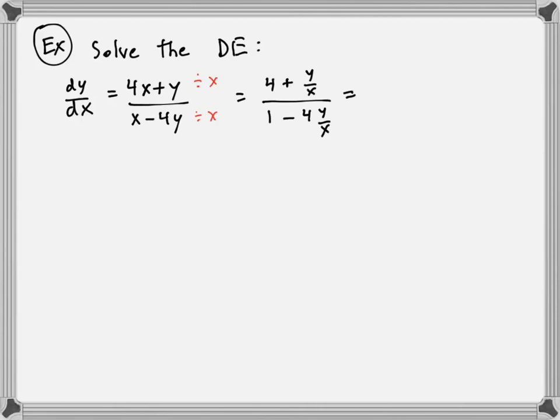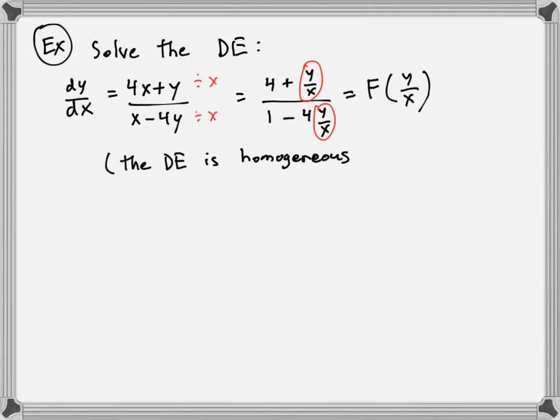And I hope everybody agrees that this is equal to a function of y over x only, right? Because no other variables appeared except for y over x. And so this is how we know that it's homogeneous of degree 0, and we're also ready to do our substitution. So note that this differential equation is, I'll call it homogeneous. Remember, this is a homogeneous first order differential equation.